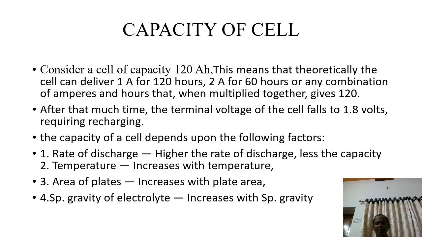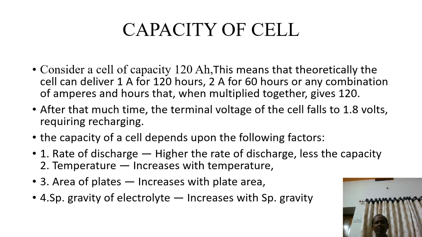Area of the plate is also a prime criterion for the capacity of the cell. For learning, this is the most important factor for the capacity of the cell. So the capacity increases with plate area. Suppose the area of the plate increases, then the capacity of the cell increases.